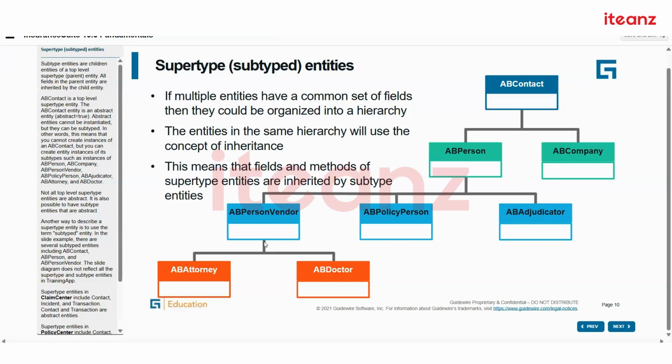So an AB person, this is kind of a chaining. AB contact here is going to be the super type, then AB person. AB person will act as a super type for these three subtypes, and this again will act as a super type to these two subtypes. So that is what this hierarchy is, but each will have its own flavor.